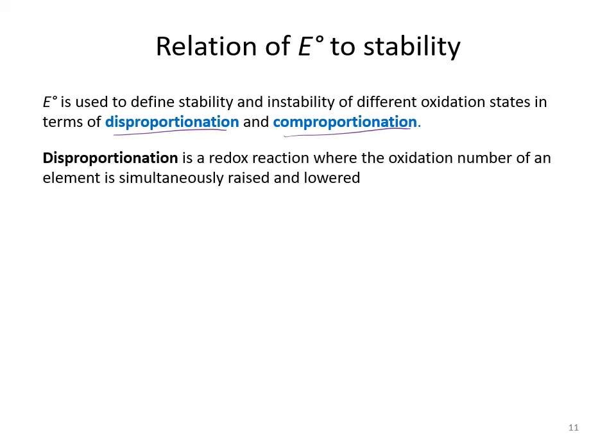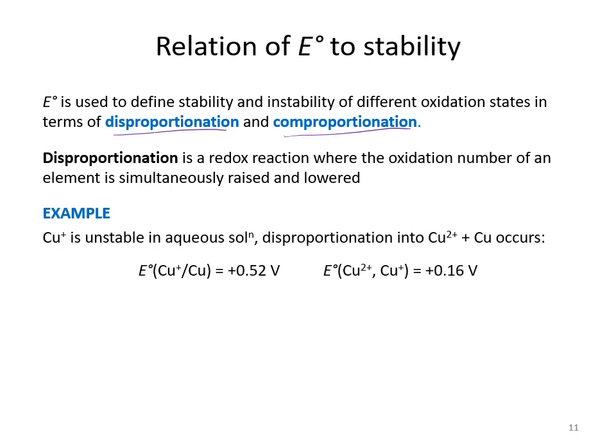Okay, so disproportionation is the first example, and this is essentially where the oxidation number of an element is going to simultaneously be raised and lowered. We can do an example of this. Cu+ is going to disproportionate into Cu2+ and Cu0. We can write that out here: Cu+ plus Cu+ gives us Cu2+ plus Cu0, and of course we can put our state symbols on this.